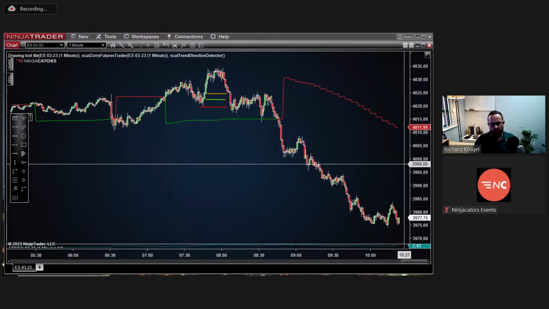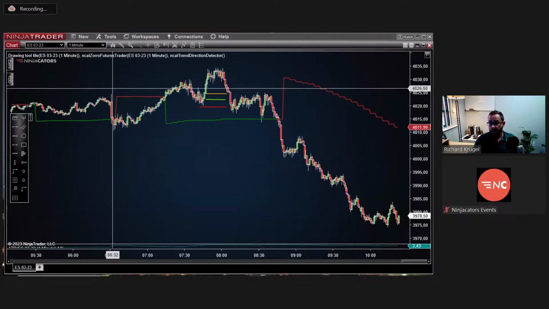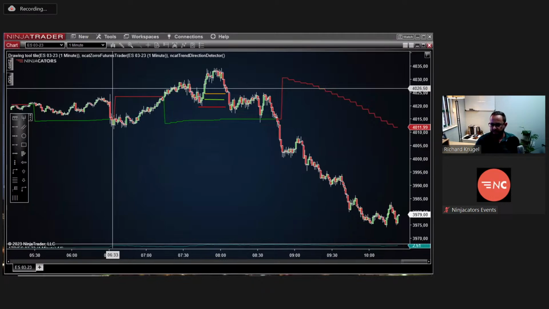Now, I've done what we call the Zorro Futures Trader, and I'm going to be showing you that right now. This is set to a 1-minute time frame. I like using this indicator to scalp the markets. There's an automated feature built into this, as well as a semi-automated trailing feature. Again, I'll be showing you that in just a while.